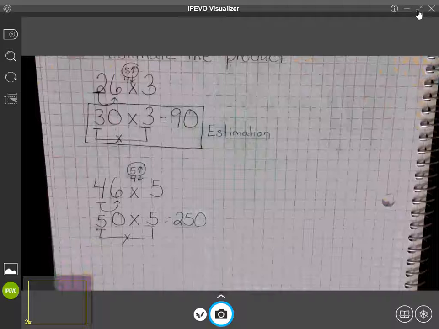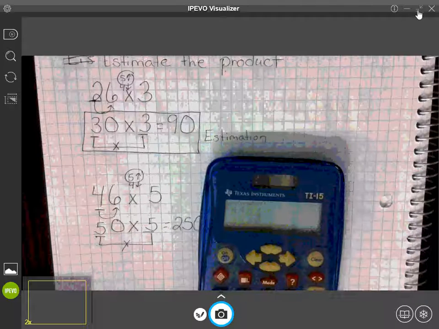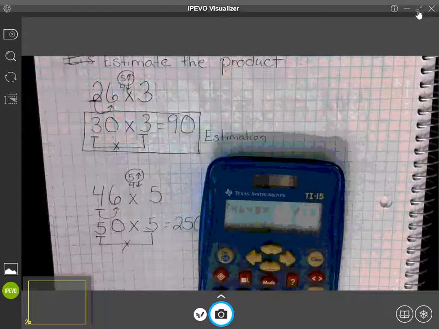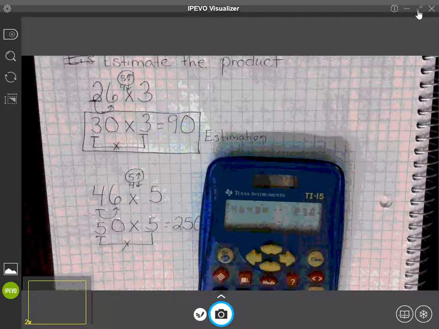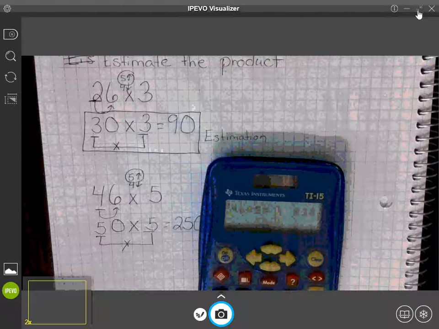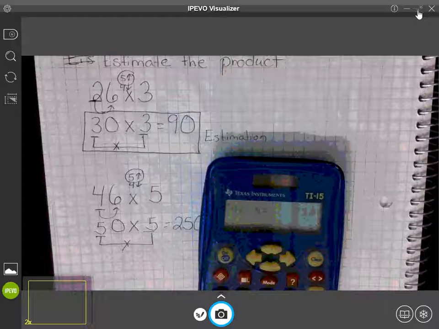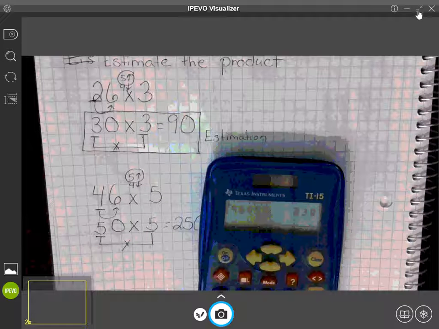Okay? Now, let's compare that to the actual. So now I got my calculator here. 46 times 5, 230. Look how close that one is this time. It's only 20 away. So that, to me, would make me feel like, oh, wow, I must really have the right answer here. That's really close to 250. Okay? It's actually closer to 250 than it is 200, right? All right.